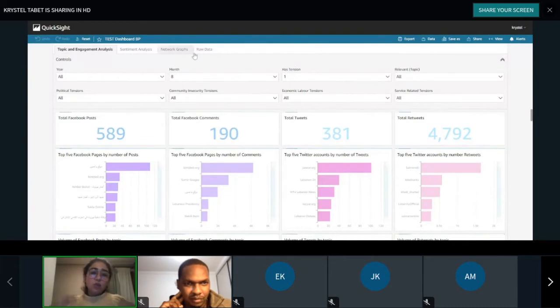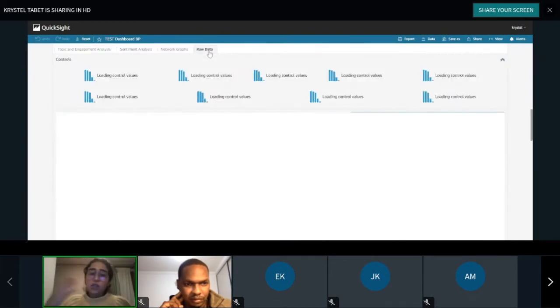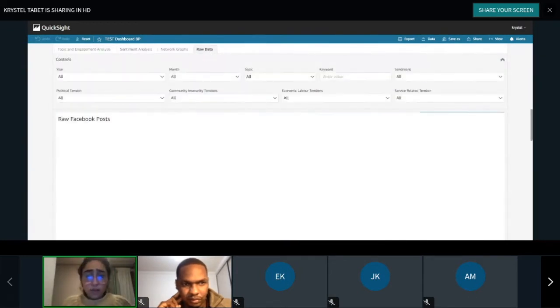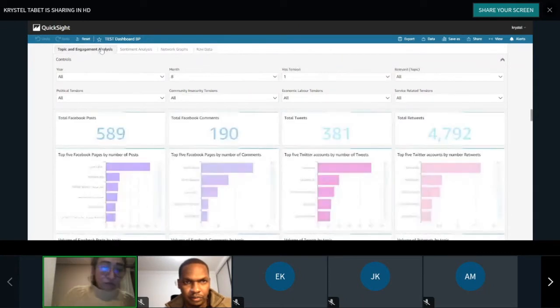The raw data is the actual qualitative data. So if you don't want to look at visualizations and numbers and quantifiable data, you can actually look at the posts and at the comments that are just constituted of words and learn more about them. It takes a bit to load because there are millions of posts behind it. So we're going to start with topic and engagement analysis.